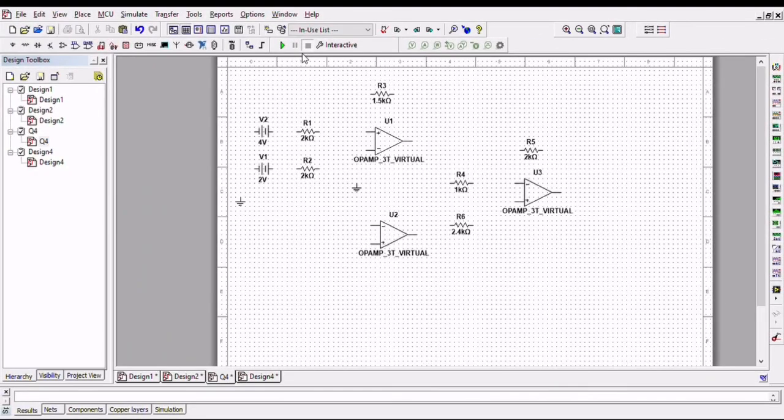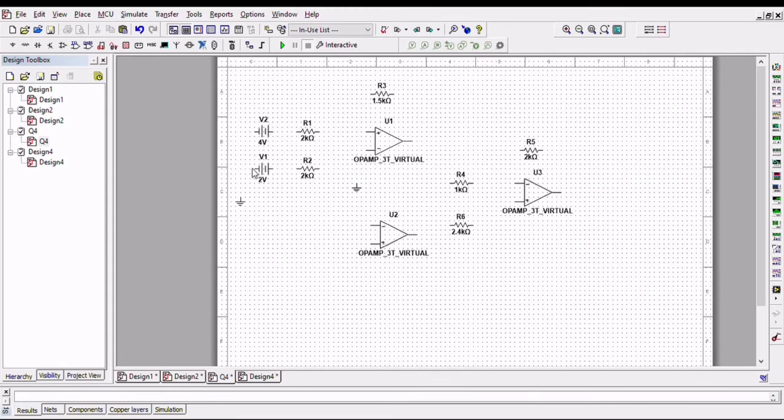Okay, now for the last simulation, question 4. So as you can see here, all of the components are already included in this space. So what we can do now is connect all the components. So let's connect all of the components, so we can get the value for Vout1, Vout2 and Vout3.